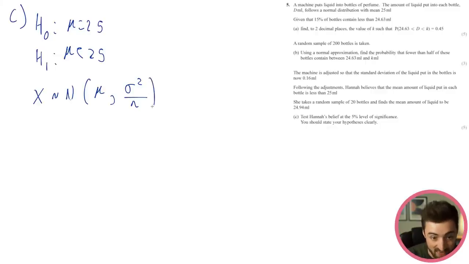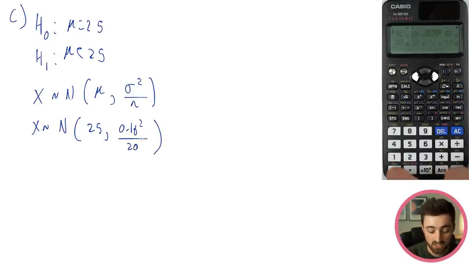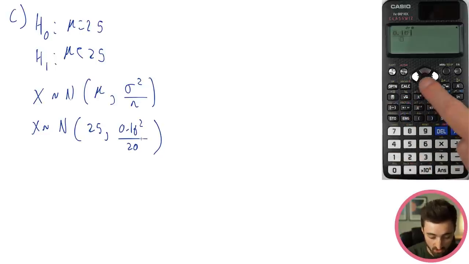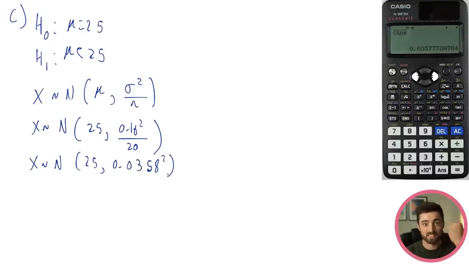Okay, so let's get these numbers in here, and we can then start working out some critical values. So what's this going to be equal to? My mu, we're saying this assuming H naught is true, so this is going to be 25. Sigma squared is going to be this 0.16 squared, and then n is going to be 20. So again, let's work out these numbers. Go back to my normal mode. Let's do 0.16 all squared, and then divide that by 20. I get 1.28 times ten to the minus three, a very small number essentially. Let's rewrite that as the standard deviation squared. So I'm going to square root this answer, and I get about 0.0358, and then that's going to be squared. So at least I've got my sigma now.